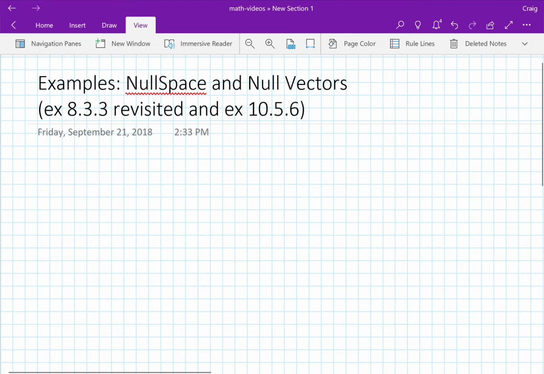This video is to emphasize the concept of null space and null vectors in the context of example problems that we've already done. So first I want to go back and look at example 833. In example 833 we had a linear system of 4 equations with 6 variables, and the example was phrased in terms of an inhomogeneous equation. So let me write that equation first.